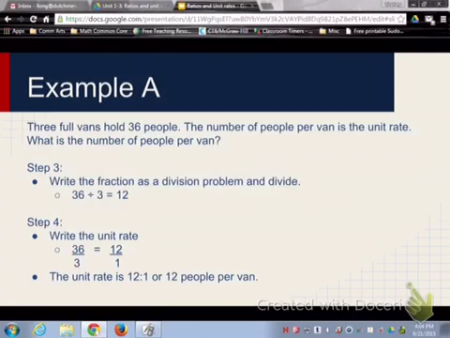So with step 4, we then write our unit rate. So we have 36 people in 3 vans. Our unit rate, once we divided, is 12 people per van. So the unit rate is 12 to 1, or 12 people per van.